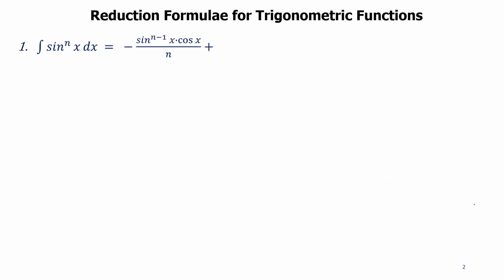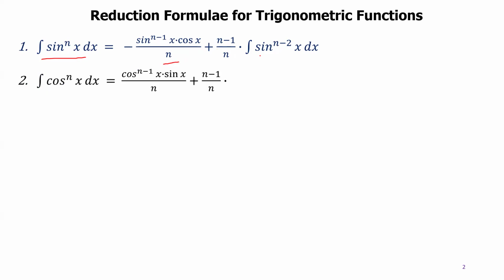Reduction formula for trigonometric functions. First, the integration of sin to the power n x dx is equal to minus sin to the power n minus 1 x into cos x, whole divided by n, plus n minus 1 upon n into the integration of sin to the power n minus 2 x dx.